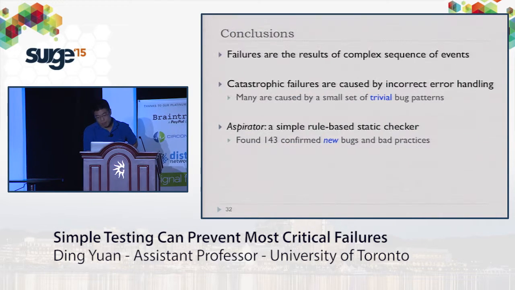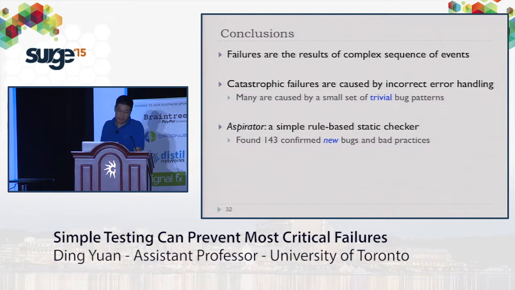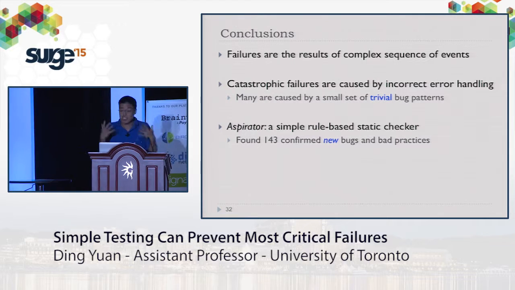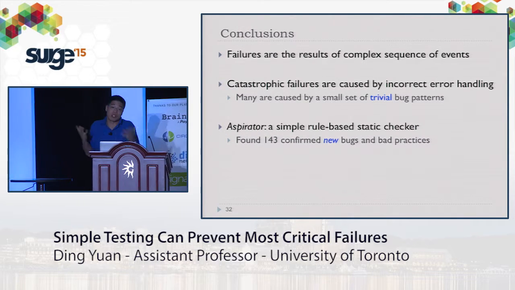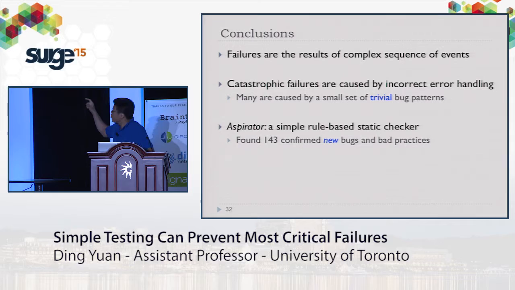Okay, so in summary, what I told you is, again, these three findings. We found that failures are the result of a complex sequence of events. But the most catastrophic ones are almost entirely caused by incorrect error handling. And many of them are caused by a small set of trivial bug patterns. Okay? And we further designed a tool called Aspirator that could detect many of these bugs. And that's pretty much my talk.